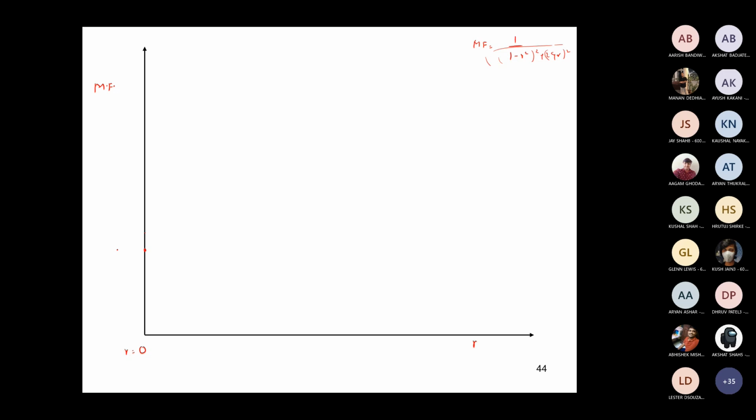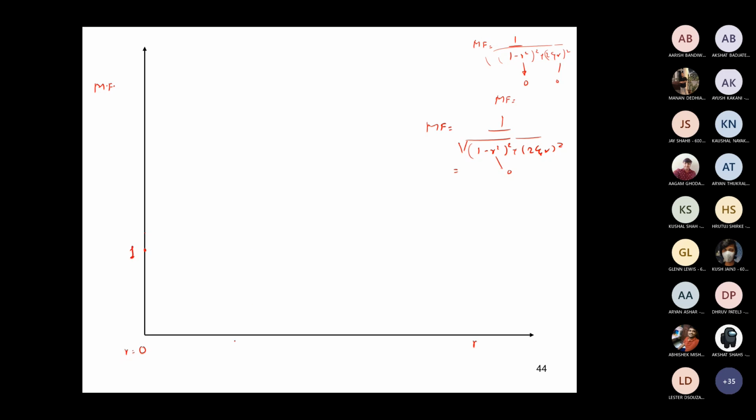Anybody? Put r equal to 0 in this equation. So how much is the magnification factor? See, what is magnification factor? It is 1 upon the square root of (1 minus r square) whole square plus (2 zeta r) whole square. So when r is 0, the magnification factor is 1. Okay, so this is 1.